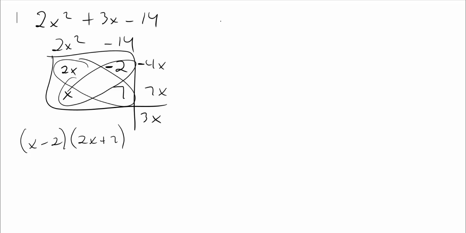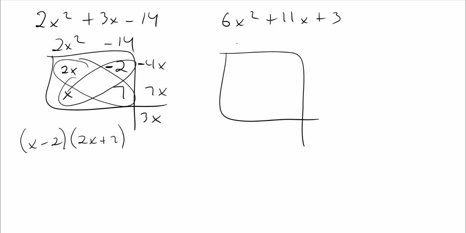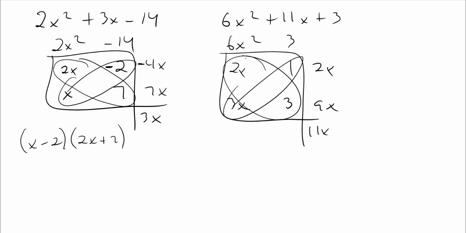Cool. Okay, so let's do 6x squared plus 11x plus 3. 6x squared, 3, 11x. So 2x and 3x. Well, 3 can only be 3 and 1. So what are you going to do? How about 3 and 1? It looks like it, right? And they're positive, so I don't have to worry about the signs here. So I get 2x and 9x, and that's 11x. So 3x plus 1, 2x plus 3.